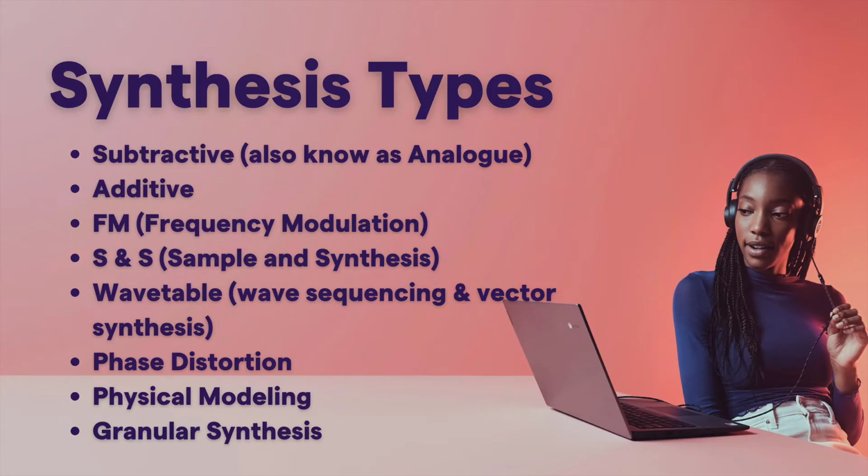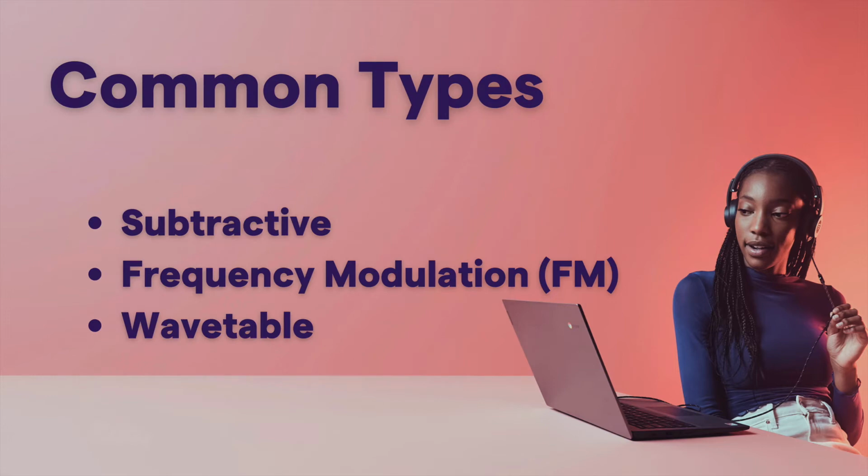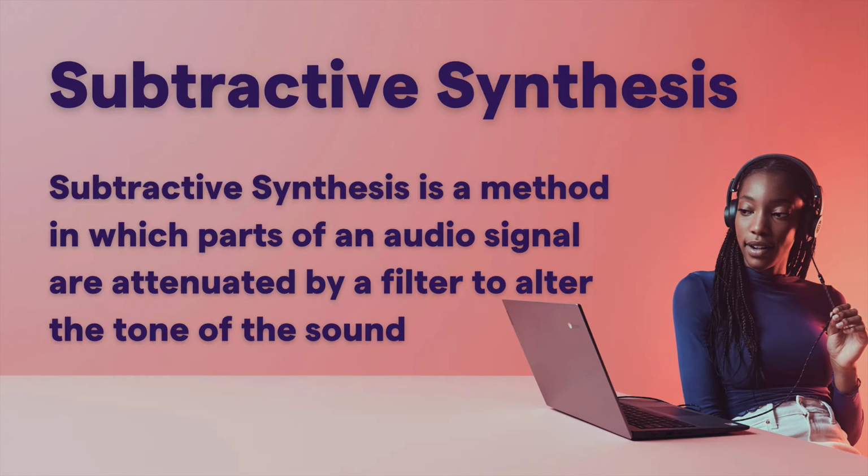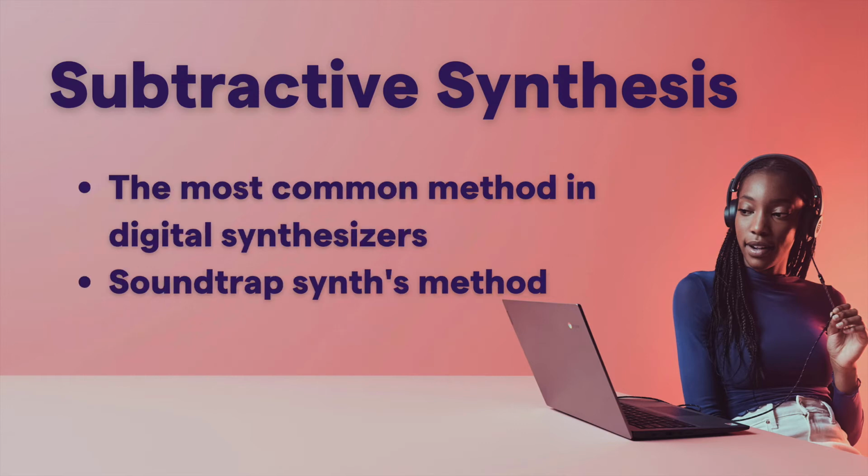So there are many different synthesis types, as you can see here, but we're going to just focus on the 3 most common types, which are subtractive, frequency modulation, and wavetable. Subtractive synthesis is a method in which parts of an audio signal are attenuated or changed by a filter to alter the tone of the sound. Subtractive synths are the most common, especially in computers, and Soundtrap uses a subtractive synthesis method.